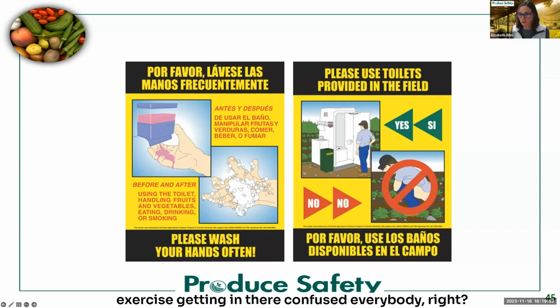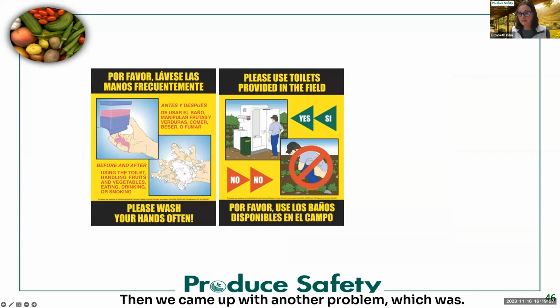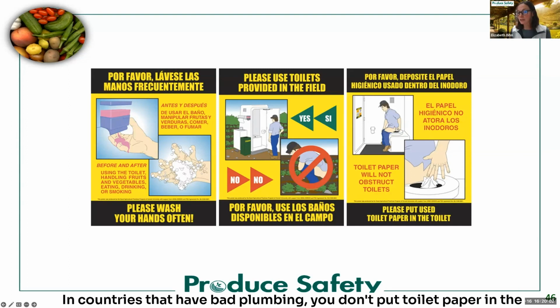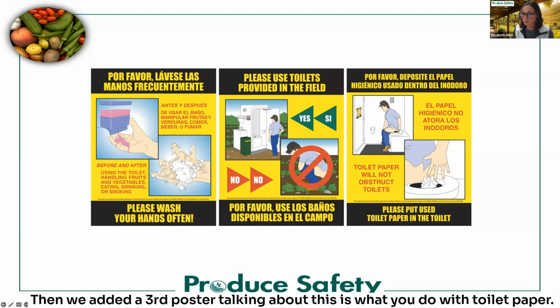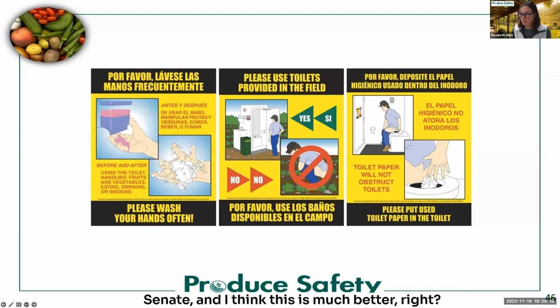And then next slide. Then we came up with another problem, which was, next slide, Alexis, sorry, the toilet paper issue. In countries that have bad plumbing, you don't put toilet paper in the toilet, but you come to the U.S. and you expect it to be in the toilet. And then we added a third poster talking about this is what you do with toilet paper. Okay, so all of that from a focus group in the set, and I think this is much better, right? It conveys the message much more clearly.